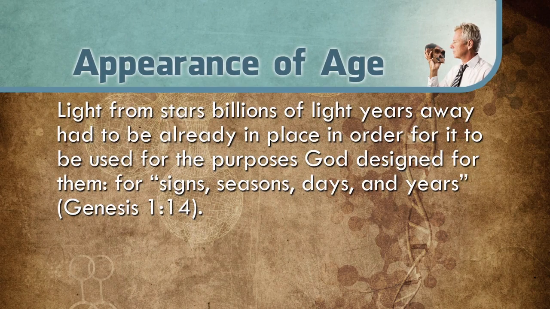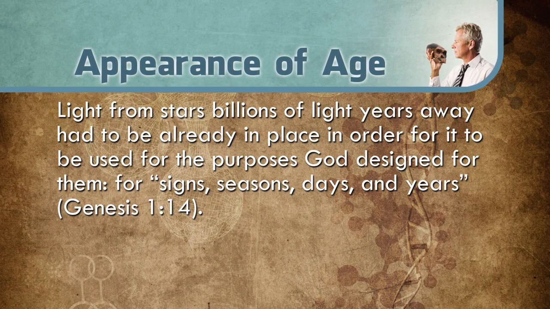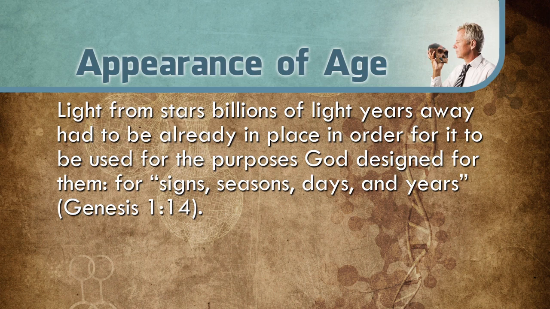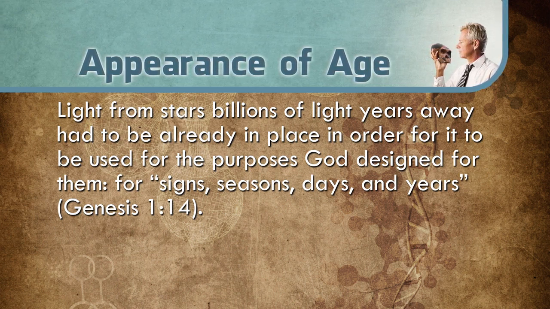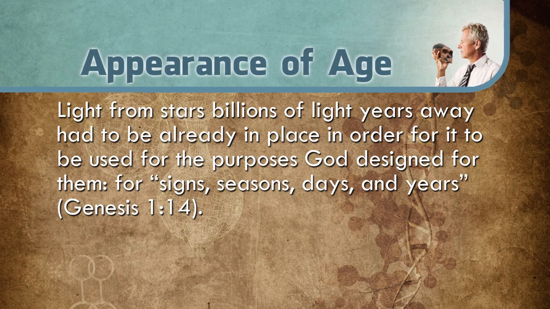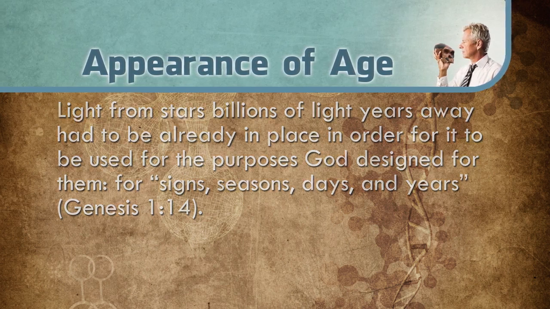But old earth creationists that have bought into these dating techniques seem to have neglected the fact that God had to initially create the earth with an appearance of age in order for it to be fit for human beings. For example, light from stars that are billions of light years away had to be already in place in order for it to be used for the purposes that God designed for them, for signs, seasons, days, and years, Genesis 1:14. Adam was created with the appearance of being a grown man.